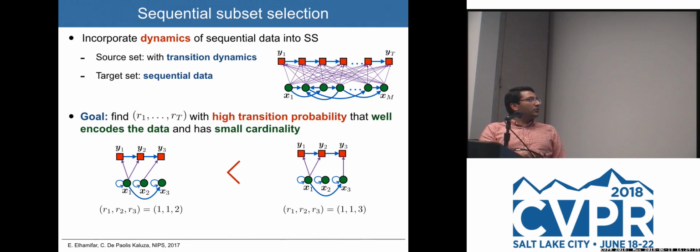On the other hand, if I go to the right-hand side and look at the sequence of assignments 1, 1, 3, then I have a good transition from 1 to 1 and then a good transition from 1 to 3. So that's something that I prefer with respect to the one on the left-hand side.